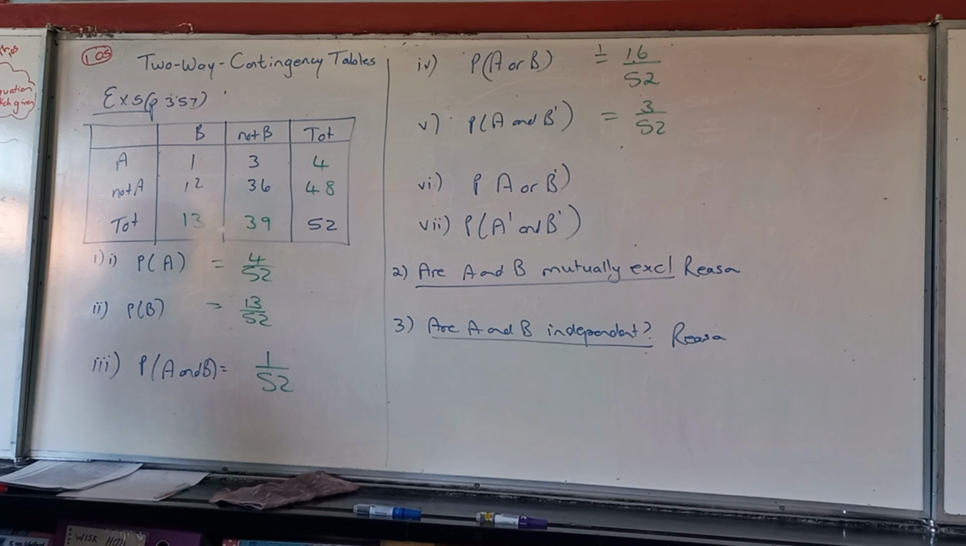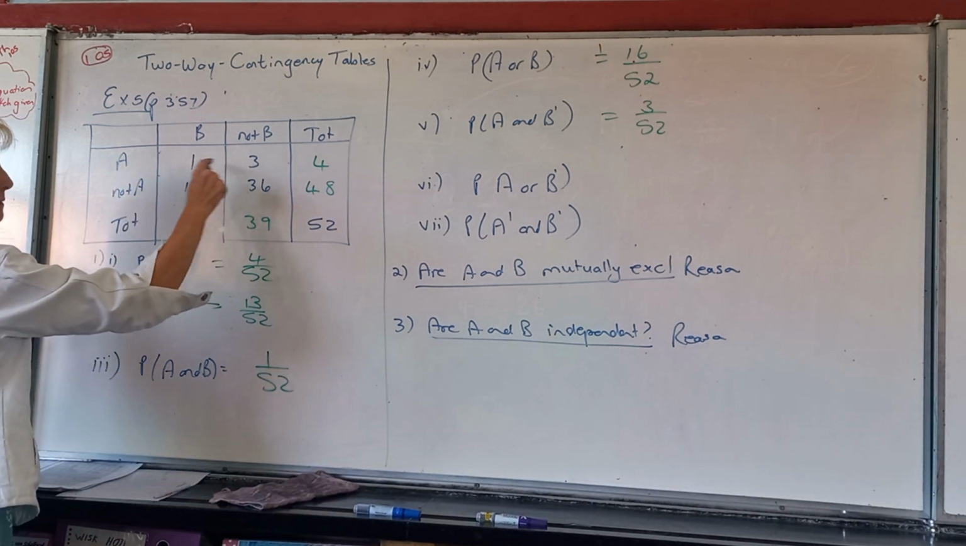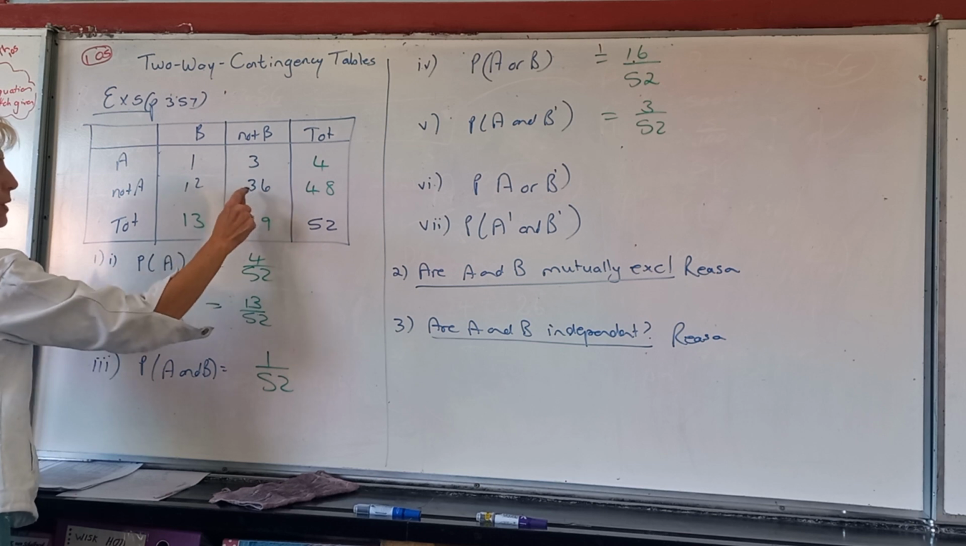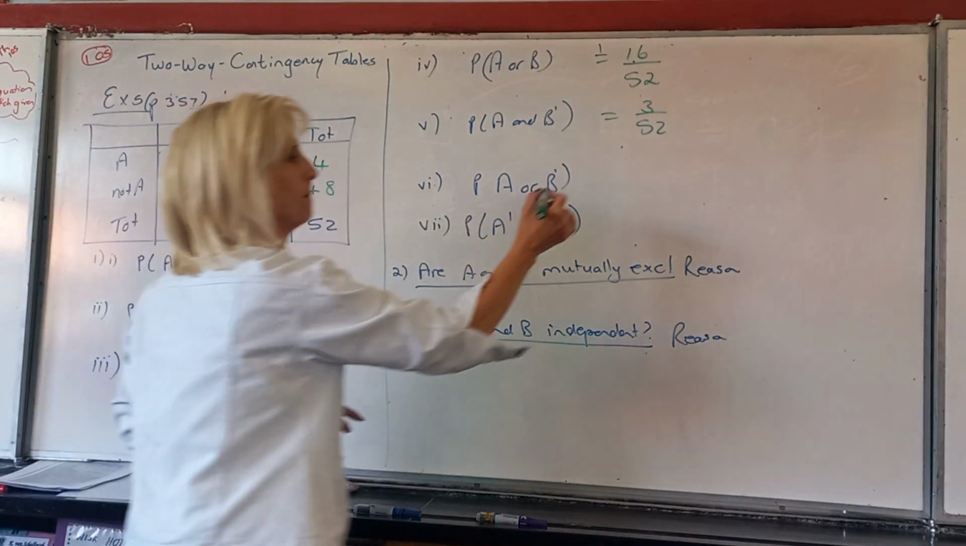A or not B. What do? For all, you add them all together. Where's the A? Where's the not B? So what do you add? 1 and 3 and 36. Just don't add it twice. 1 and 3 and 36 gives me?